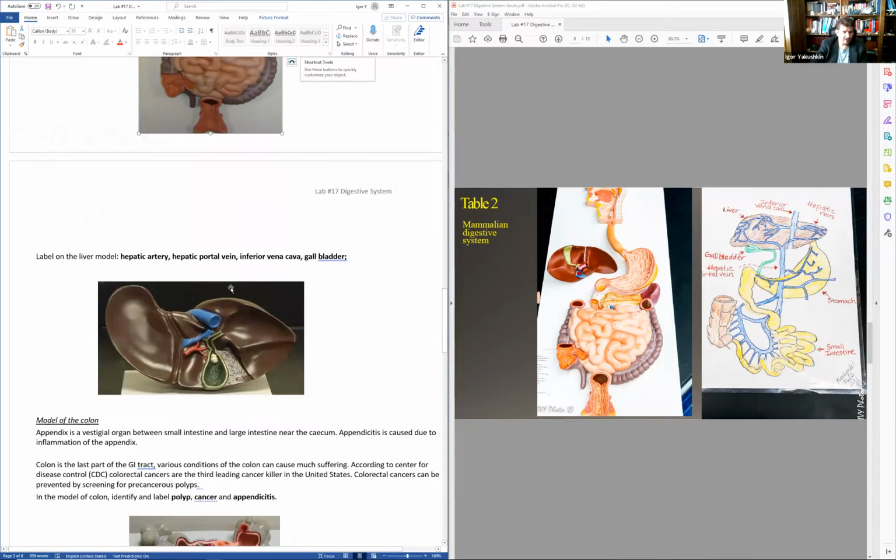So in the liver, we have 3 lobes generally. We have lots of large blood vessels coming in. Remember the filter, well, it's basically our filter.